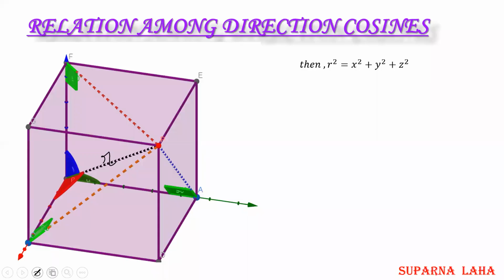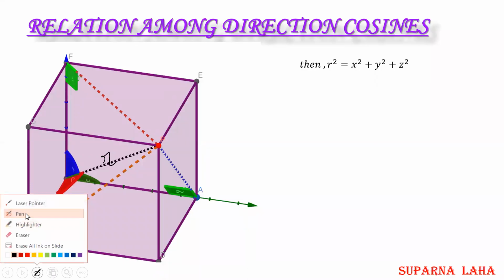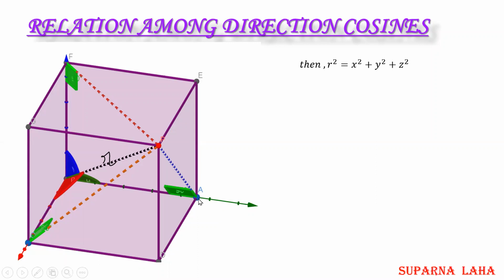Now, join P and A. So this angle PAO is 90 degrees, since the line is on this plane. Join P and B. This is also 90 degrees. And join P and F. This is also 90 degrees.